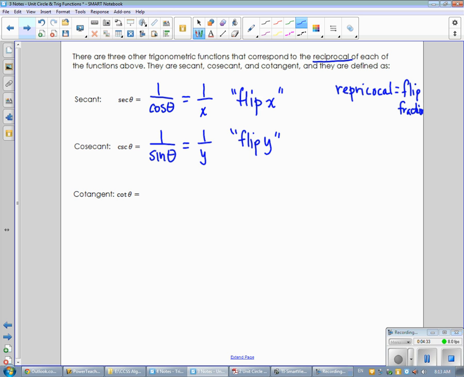With the cotangent, this is the same as 1 over the tangent of theta. And 1 over the tangent of theta is just going to be the reciprocal. So in this case, it's going to be x. Well, it would be the same thing as this time the cosine of theta over the sine of theta.